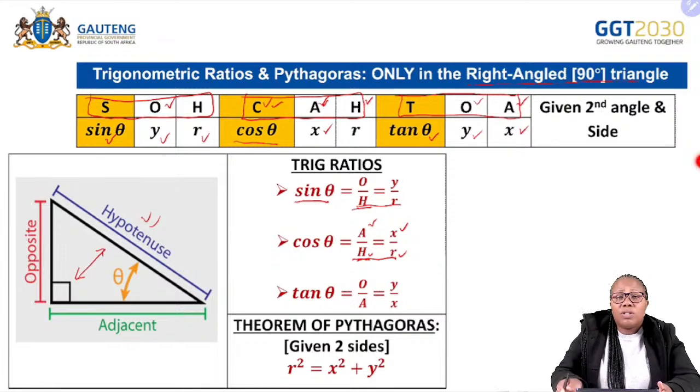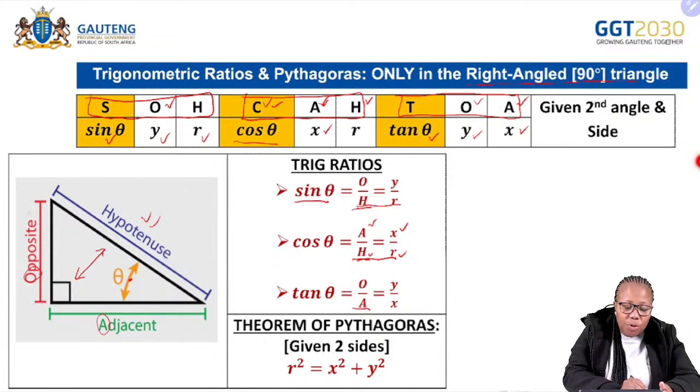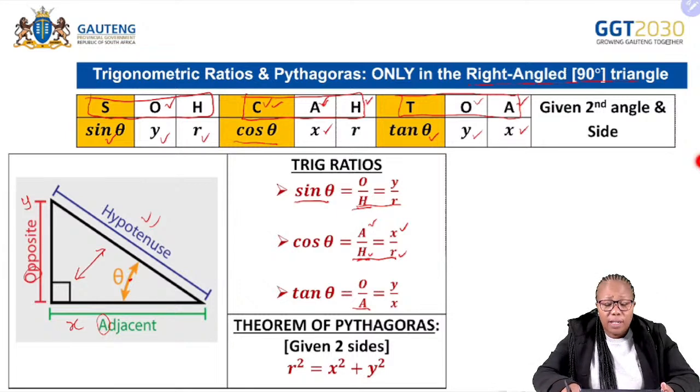So this simply means if we have a tangent of theta, standing at the theta there, you will be talking about the opposite over the adjacent side. So the opposite will be Y, and the adjacent will be X, in reference to your triangle, grade 12. And now moving on to the Pythagoras theorem.